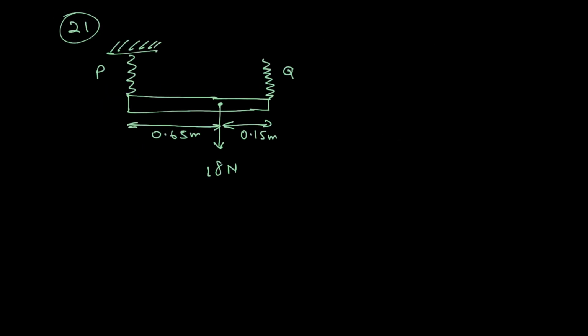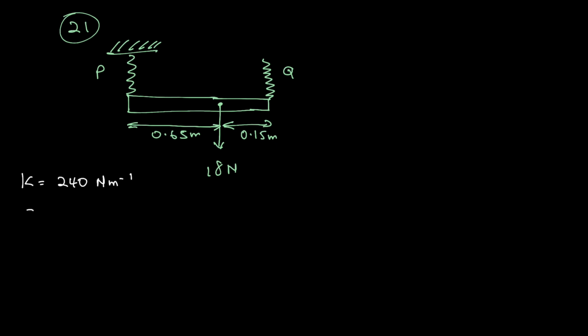Okay, so this is question 21. We need to find the extension of spring Q. If I'm looking for the extension of spring Q, I can take moments about P. So first, what have I got? I've got a spring constant, which is 240 newtons per meter.